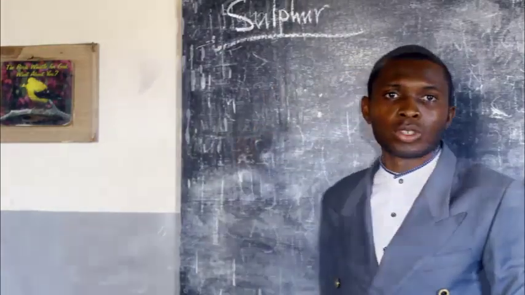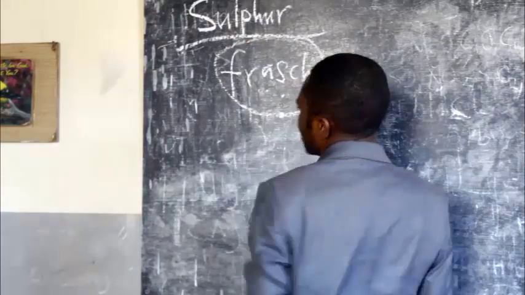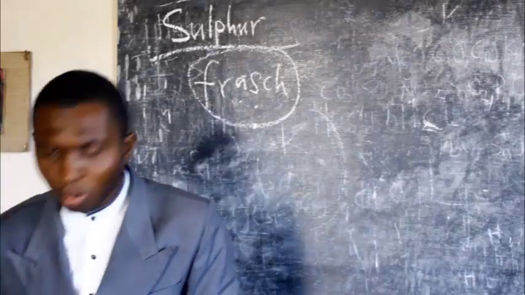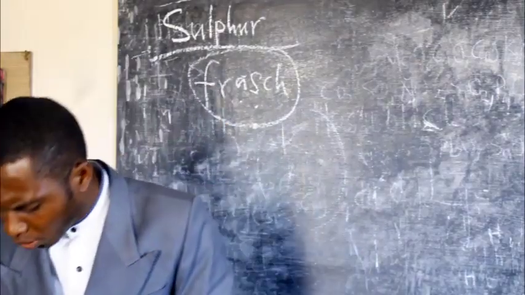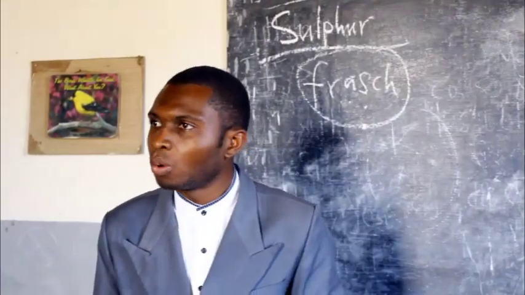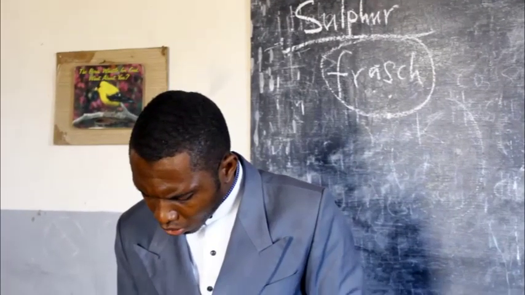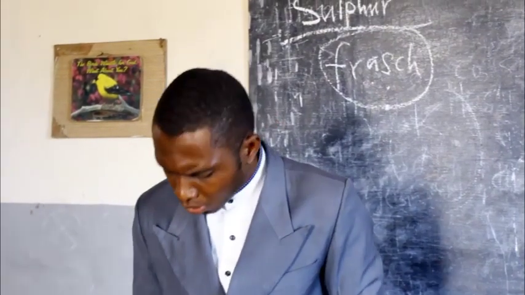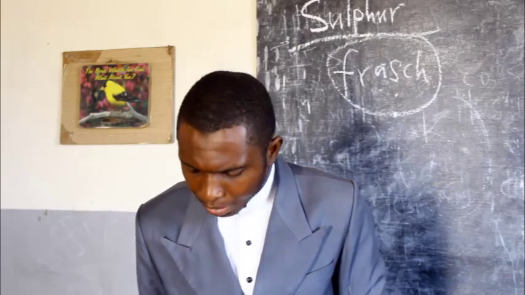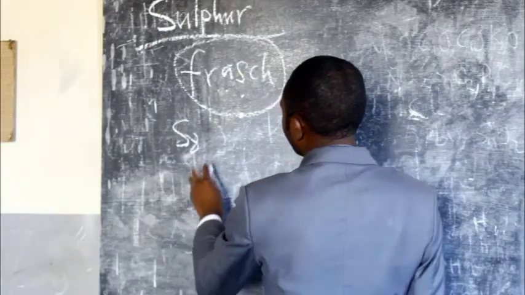Sulfur. Sulfur is extracted through the Frasch process. So JAMB students should please take note. Allotropes of sulfur: we have rhombic sulfur, called alpha sulfur, and monoclinic sulfur, or beta sulfur. The shape of rhombic sulfur is octahedral. And there's one unique property of sulfur, it forms a ring, that's S8. Are you hearing me?